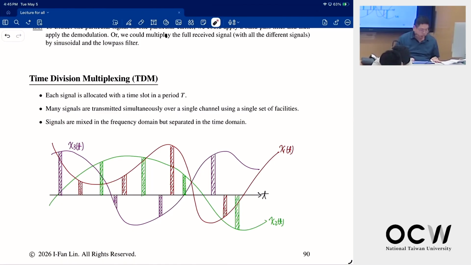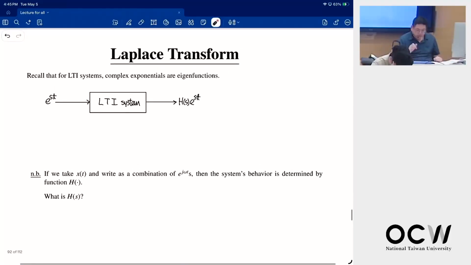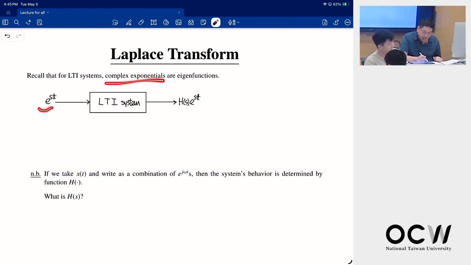We have two big topics left, which are the Laplace transform and also the Z transform. Let's talk about the Laplace transform first. So what is a Laplace transform? When we learned LTI systems, we know that the complex exponentials are eigenfunctions. And whatever we have as our input, the output is the same thing, but times a scalar.